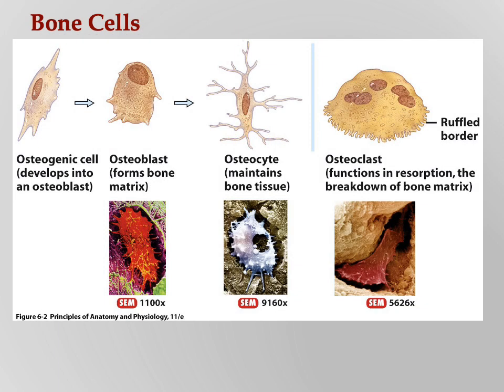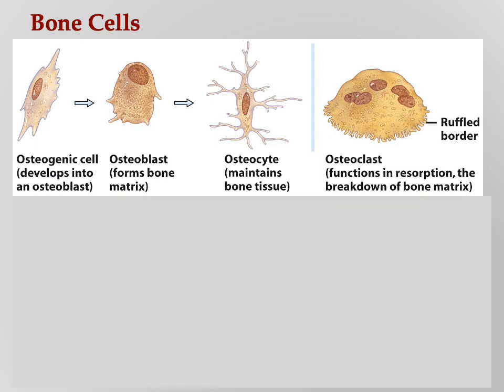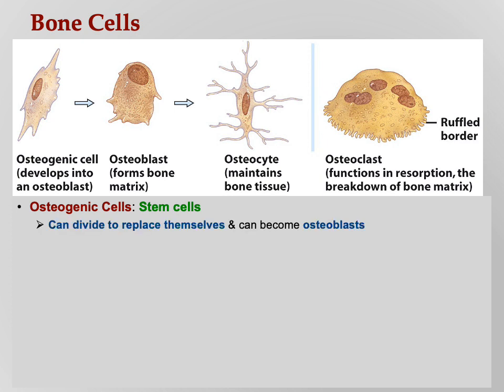So let's look at bone cells. There are 4 basic bone cells, and they're in 2 completely different categories. So let's try to keep this straight as we go through, all right? It's not that hard. So osteogenic cells are stem cells. They are the creators of bone tissue. They can divide to replace themselves, and then they can become osteoblasts.